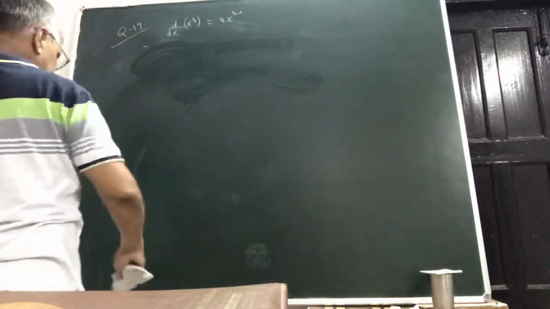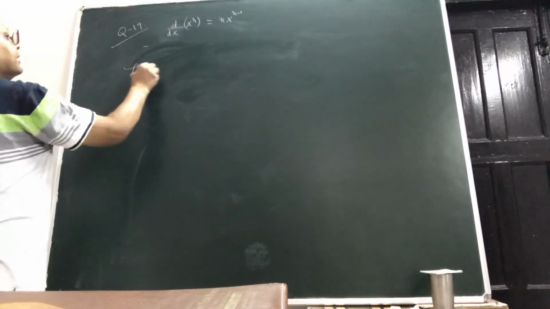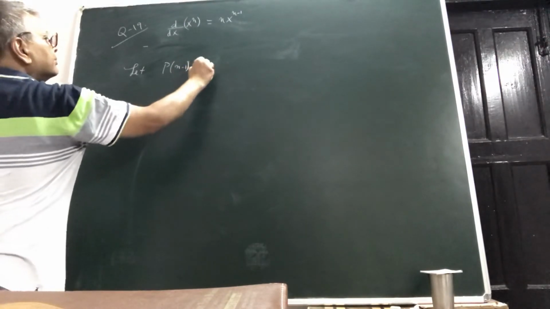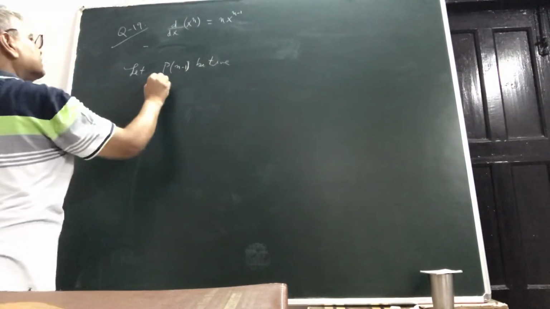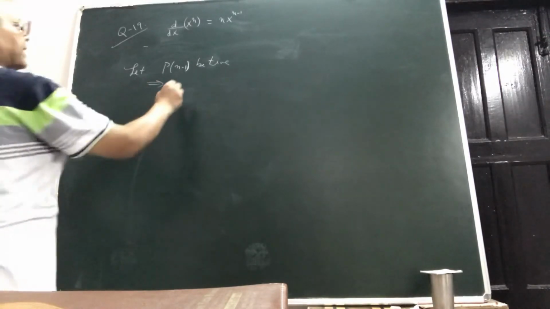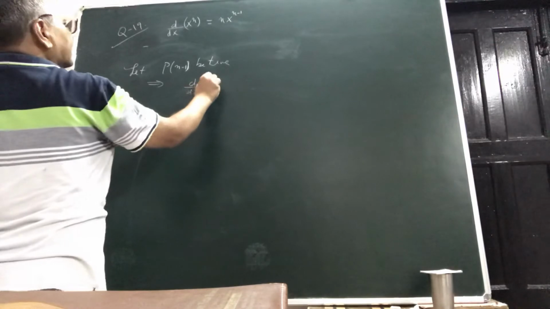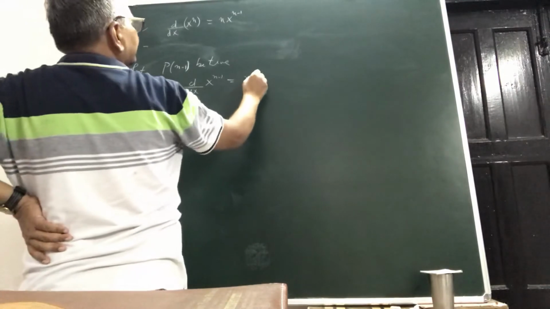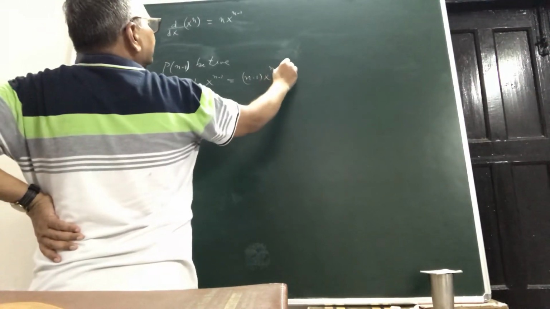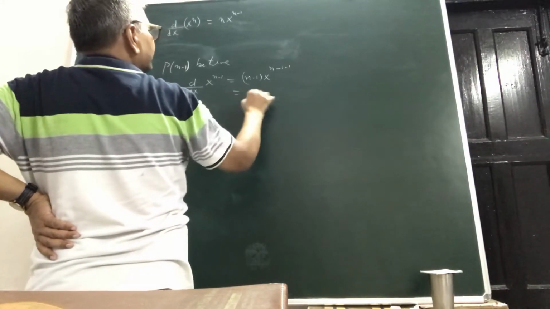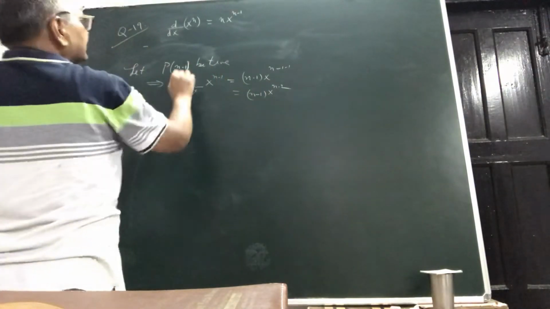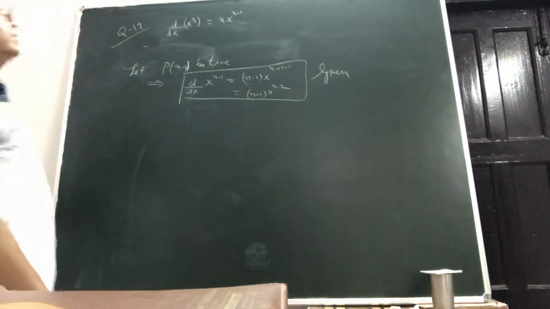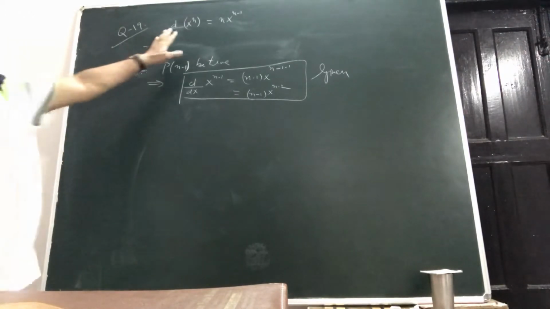Now let P(n minus 1) be true. This implies that the derivative of x raised to power n minus 1 is n minus 1 times x raised to power n minus 2. This is given. And what you have to show is that d by dx of x raised to power n is equal to n x raised to power n minus 1.